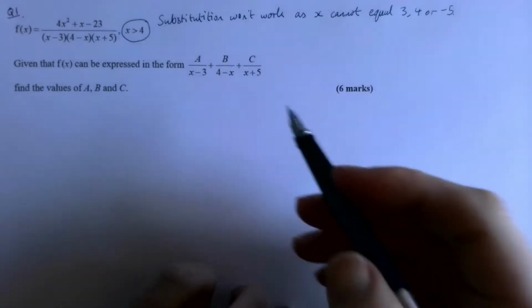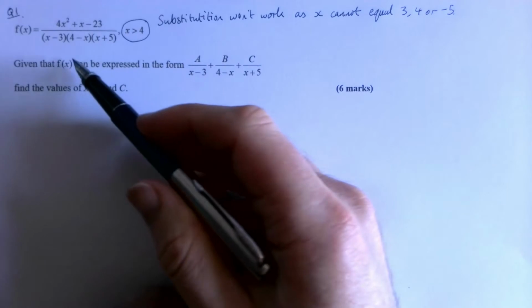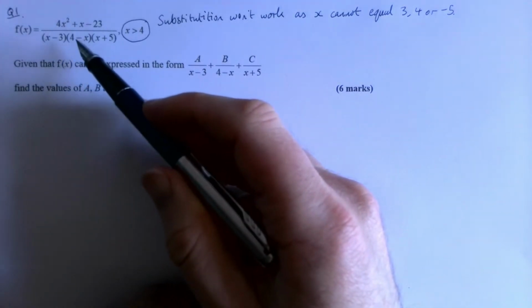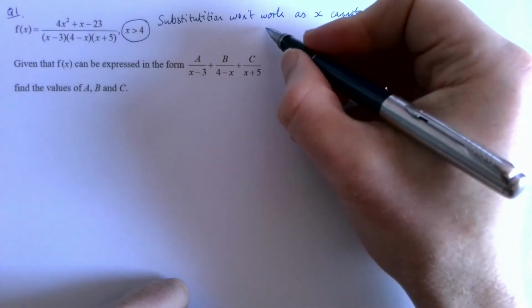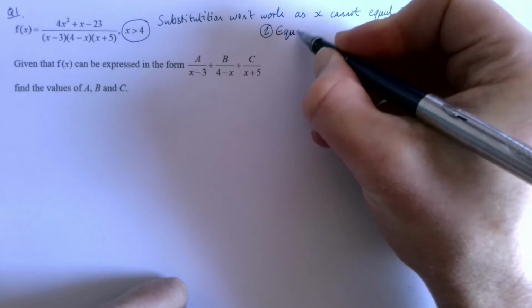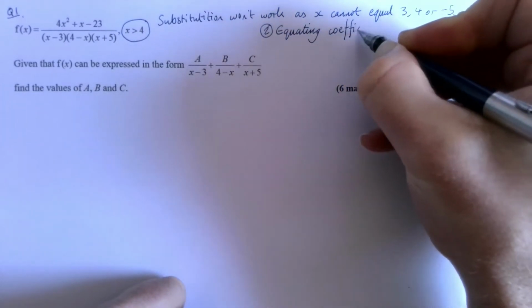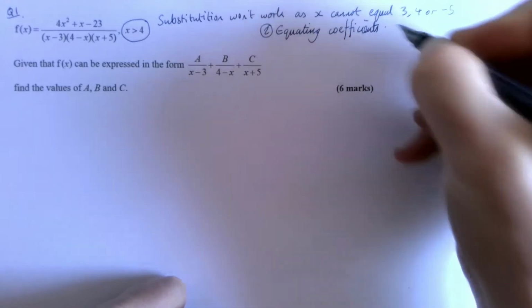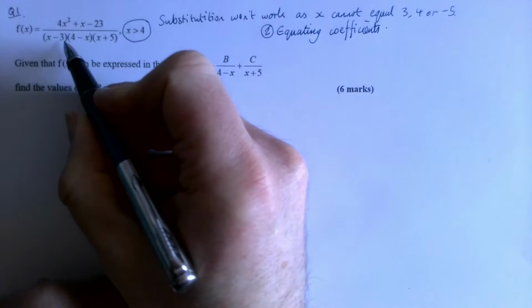Right, so here's question 1, and as I said, substitution won't work as x can't equal 3 to make that bracket 0, 4 for that one, or -5 for that. We're going to have to use the second method, which is equating coefficients. So you get 1 mark if you just say that.